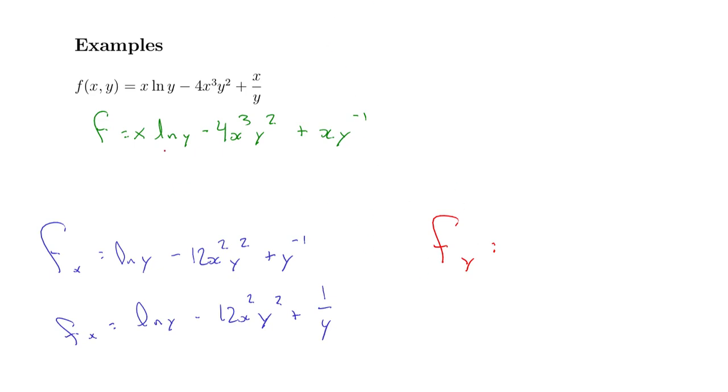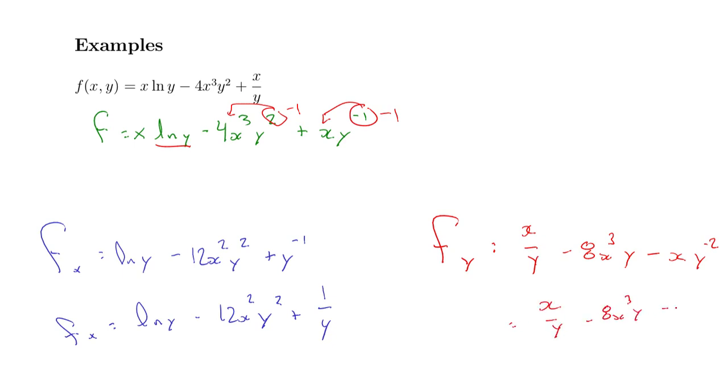And your partial derivative with regard to y, x is going to be a coefficient. It's just a number here. So we're going to look at the derivative of the natural log of y. That's going to be 1 over y, but we got to multiply it by x. So we end up with x over y. Here we're going to do the power rule. We're going to bring this out front and subtract 1. So we end up with negative 8x cubed times y. And here we've got to do the same thing. Bring this out front and subtract 1. So this is minus xy to the negative 2. Or we can say x over y minus 8x cubed y minus x over y squared. That's your partial derivative with regard to y.